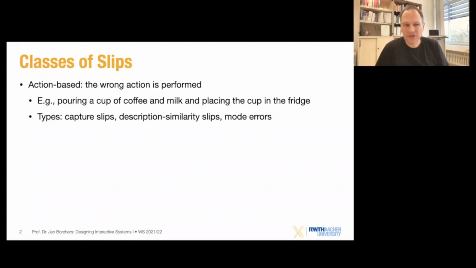We looked at a couple of these, but to give you some examples, the slips can be based on performing a wrong action, just to continue the discussion from last time. So slips happening on the wrong action means, for example, you're taking a cup of coffee and you're taking some milk out, and then you place the cup back into the fridge instead of the milk carton. Action-based slips, where the wrong action happens, again, fall into a couple different parts: capture slips, description similarity slips, and mode errors. Mode errors being especially relevant for HCI.